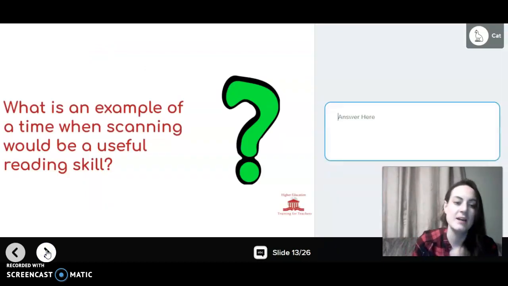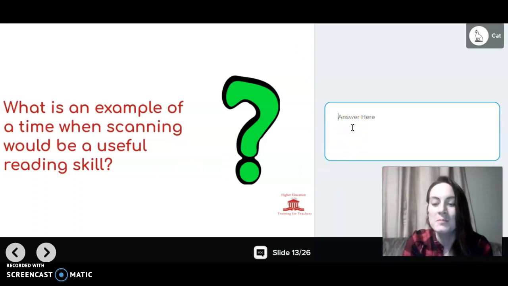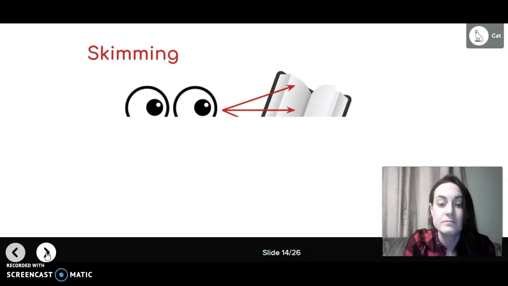What is an example of a time when scanning would be a useful reading skill? When would it be a useful reading skill? When looking for a quote. Maybe when looking for a number. Maybe there's a chart or a graph. I need to find a number quickly.